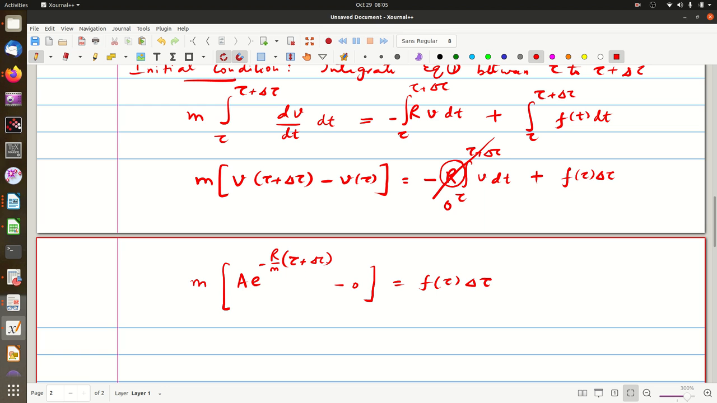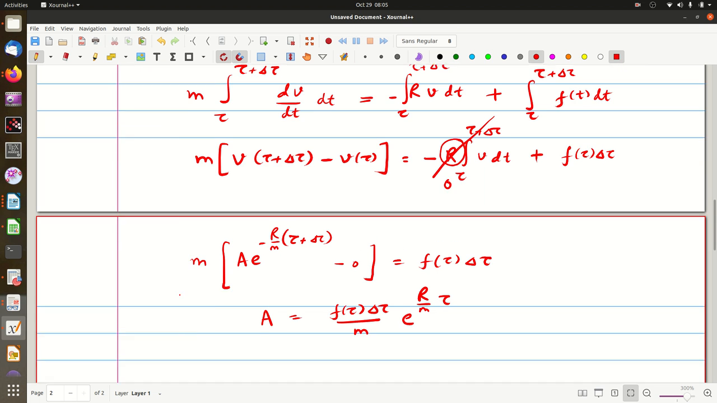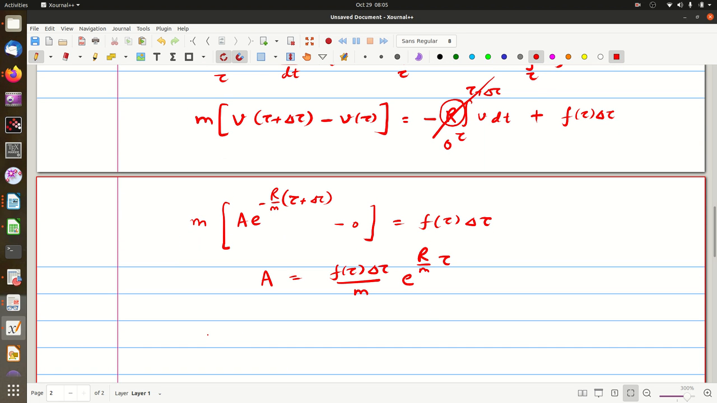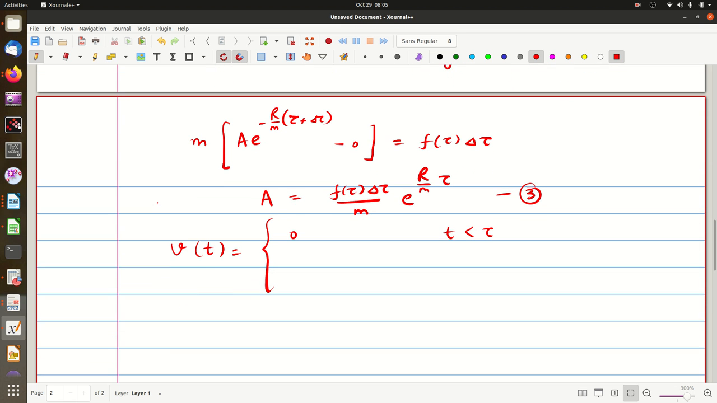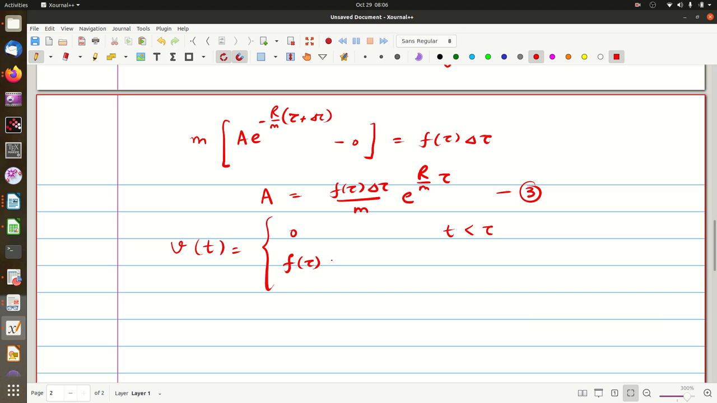So basically, if we assume that delta tau is extremely small, exponential minus r by m delta tau will be equal to 1, so delta tau can be neglected here. So what we get is a equal to f of tau delta tau divided by m into exponential minus r by m times tau, which goes to that side and becomes exponential plus r by m times tau. These are some approximations we have made, and then finally obtained the value of a. So let's say this is equation 3, and we get our v of t. v of t will be equal to 0 for t less than tau, and it is equal to f of tau delta tau by m times exponential minus r by m times t minus tau.